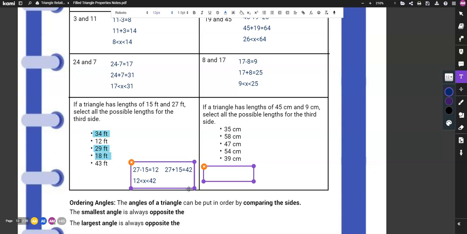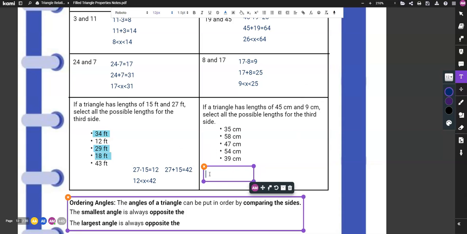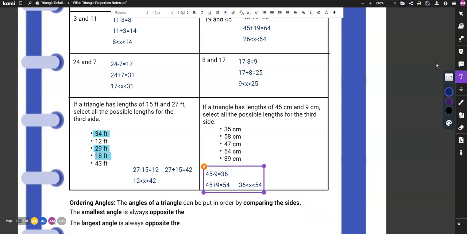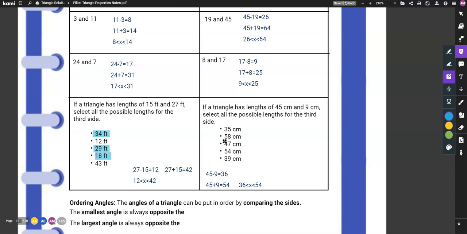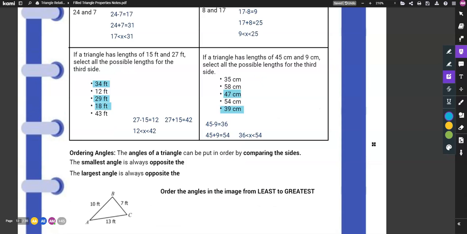Same thing here. If a triangle has lengths of 45 and 9, select all possible lengths for the third side. So 45 minus 9 is 36. And 45 plus 9 is 54. So the range that we're looking for is x is going to be greater than 36 and less than 54. So again, we're going to say we can do 47. We can do 39, but we can't do 54, 35, or 58.